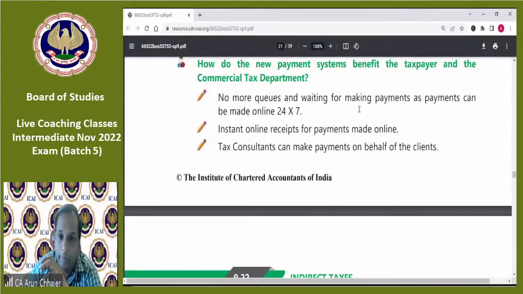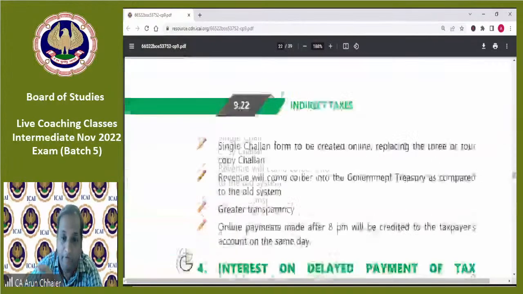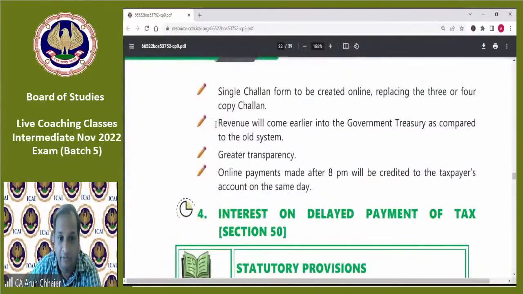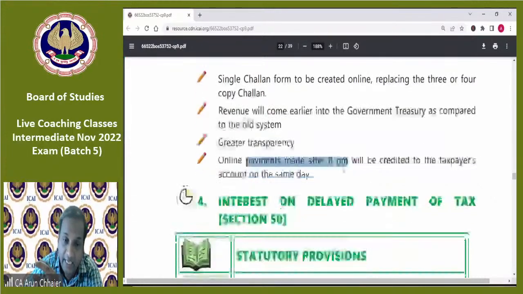How does the new payment system benefit the taxpayer and the commercial tax department? No more queries and waiting for payment, as payment is made online, instant online payment. A receipt for payment is generated. A tax consultant also can make the payment on behalf of the client. Single challan, revenue will come earlier into the government treasury. Greater transparency. Online payment made after 8 p.m. will be credited to the taxpayer on the same day itself.